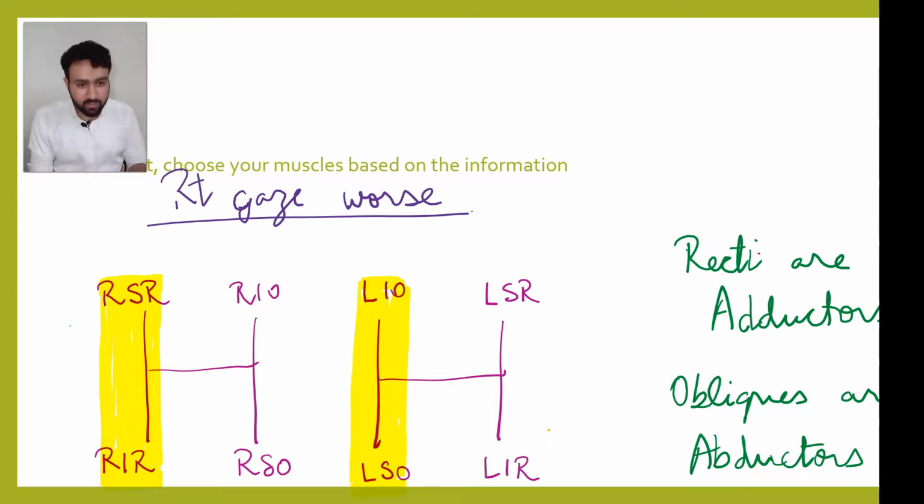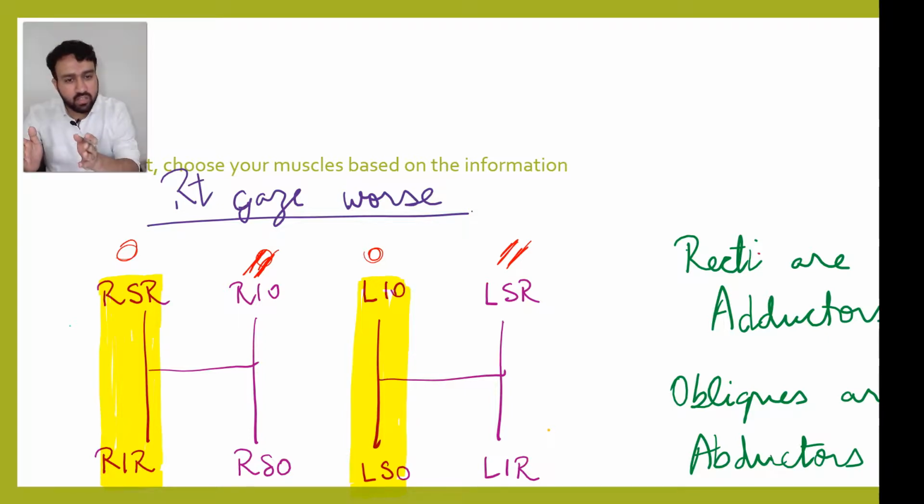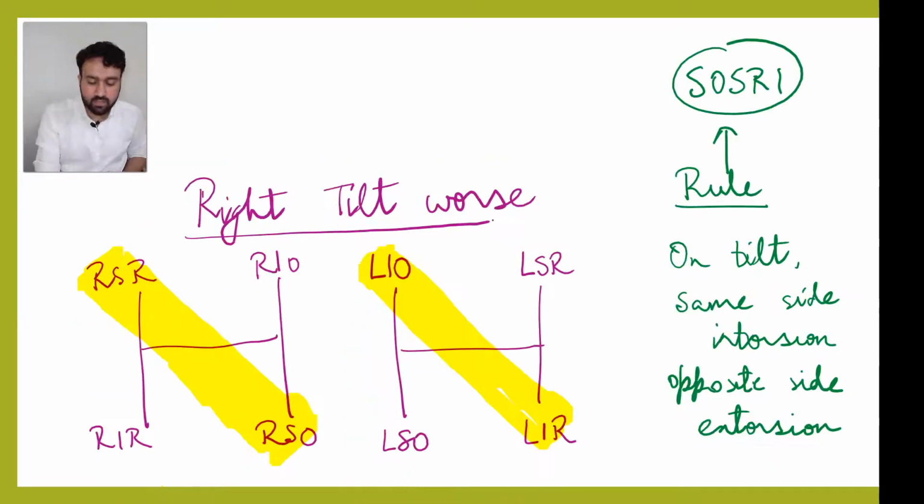If this is very confusing for you, just remember that if the right gaze is worse, you have to highlight the muscles that are on the right side of the edge diagram, correct? So you can see that this and this is the right side of the diagram, and this is on the left side of the diagram. So if right gaze is worse, highlight the muscles on the right side. Left gaze is worse, highlight the muscles on the left side. Now the third, now this is an important step.